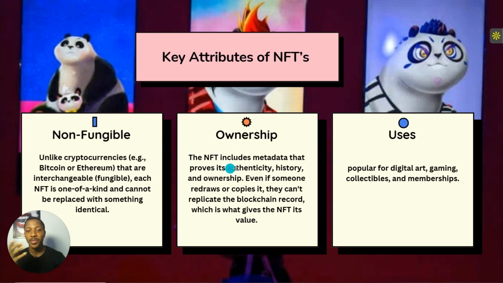Number two is ownership. The NFT includes metadata that proves its authenticity, history, and ownership. Even if someone copies it, they can't replicate the blockchain record, which is what gives the NFT its value. For instance, let me just paint it in your head. If you've seen the picture of the Mona Lisa, I want to use art now as an example. Just one of it exists. People have been trying to redraw it, right? I'm trying to make it so basic so you understand how NFT operates.